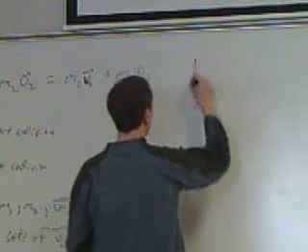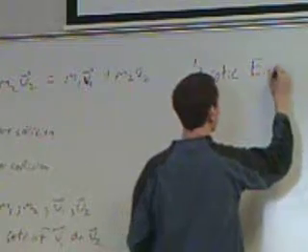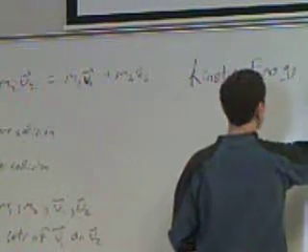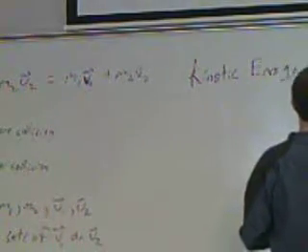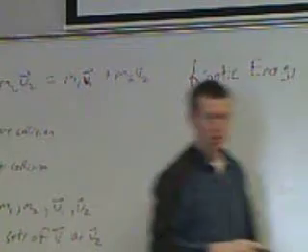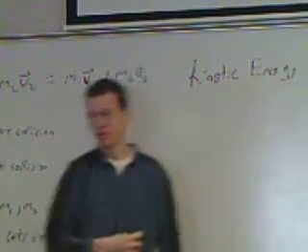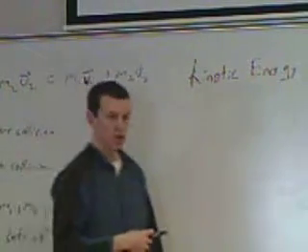So kinetic energy is a scalar quantity. Before I said momentum was a vector quantity, meaning it has direction, not kinetic energy. Kinetic energy does not have direction. There's no direction to it. It's just a number. It has units, but it's just a number.